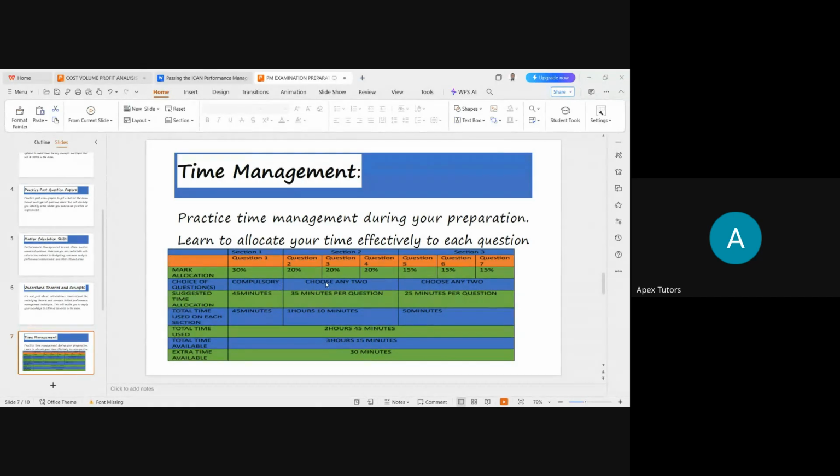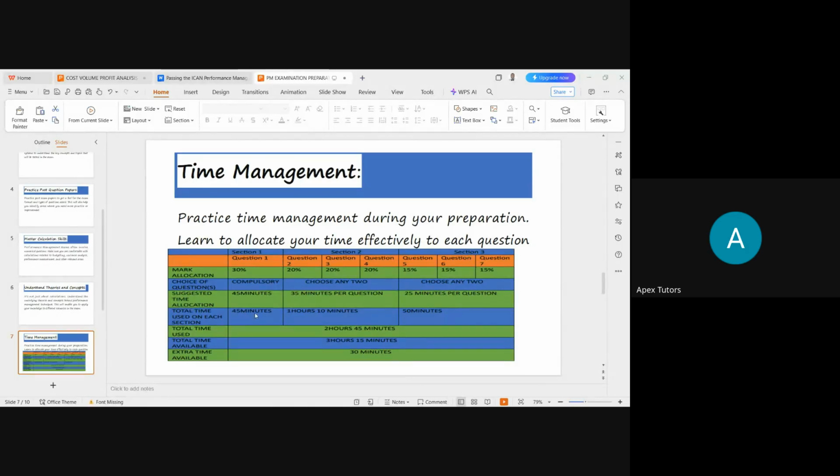And section 3, we also have 3 questions. Choose any 2. In this section, the questions might not be that complex compared to sections 1 and 2. So at least you should allocate 25 minutes per question to section 3. So overall, when you solve section 1, you should use 45 minutes. Section 2, you should use overall 1 hour, 10 minutes. For section 3, overall, you should use what? 50 minutes. So the total time to be used should be 2 hours, 45 minutes.